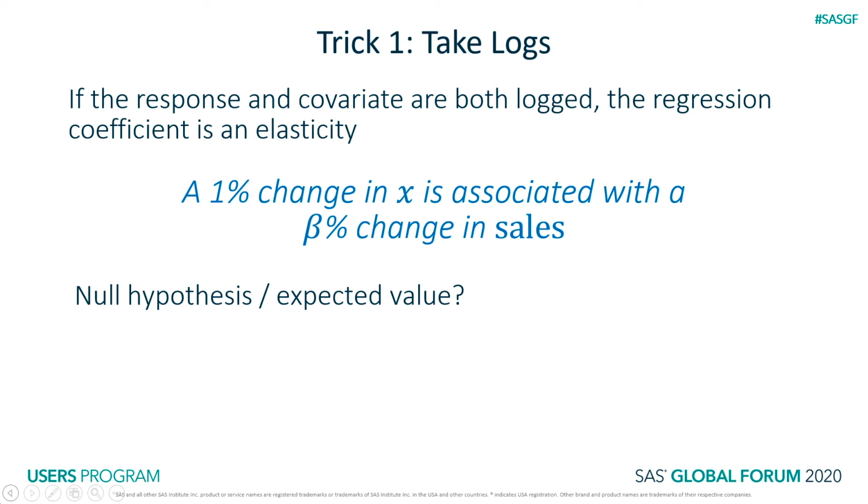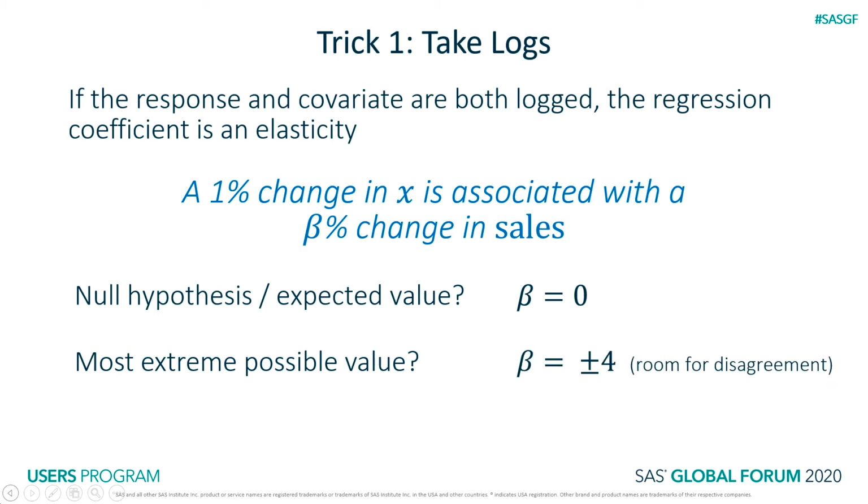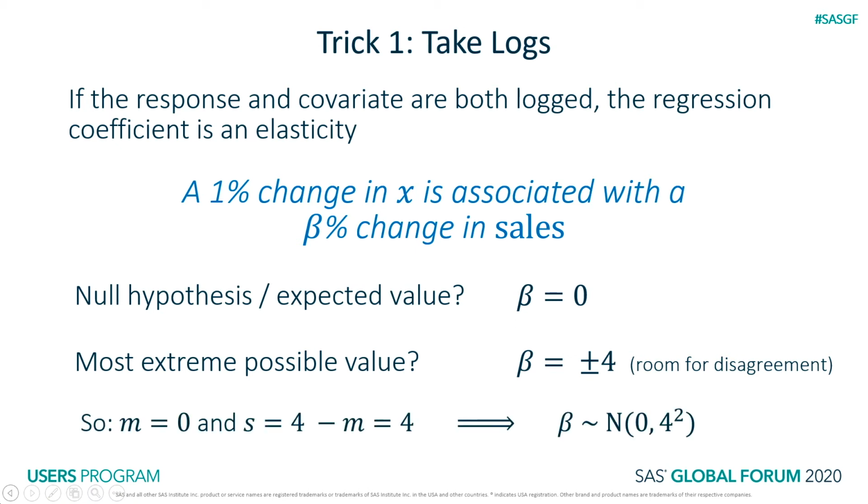Well, the null hypothesis is pretty easy, right? Slope coefficient, null hypothesis, no impact. What about the most extreme value possible? Well, you can argue with me on this one, but I'm going to say plus or minus 4. So that would say a 4% change in sales in response to a 1% change in the covariate. That would be pretty surprising in an economic context. Maybe not in a physics context. But for economics elasticities, I think this is reasonable. But if you want to disagree and go a little bigger, a little smaller, go for it. We plug those into the formula, get this prior, normal 0, 4 squared.